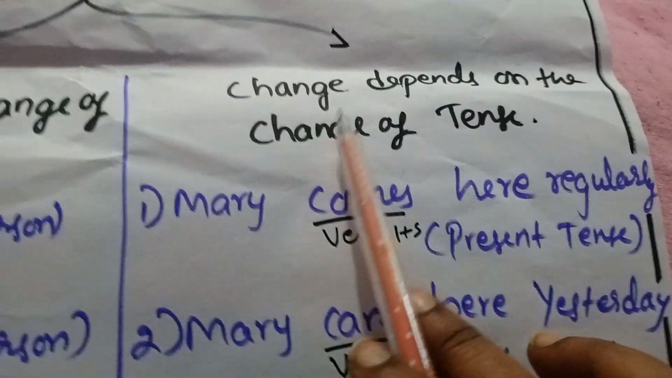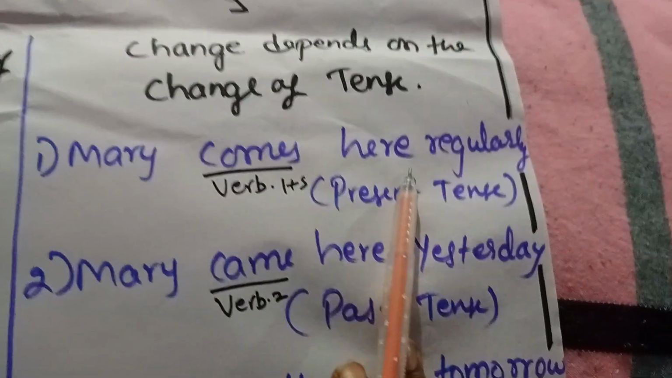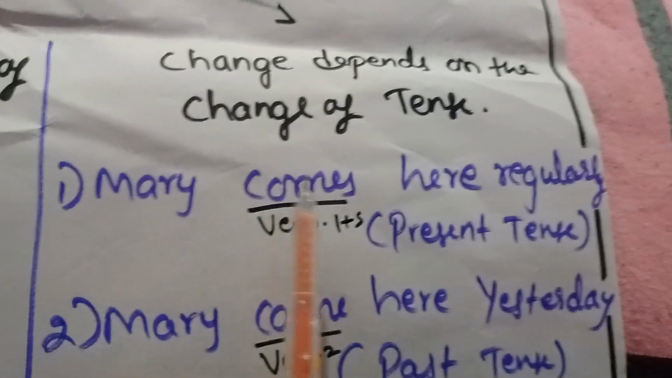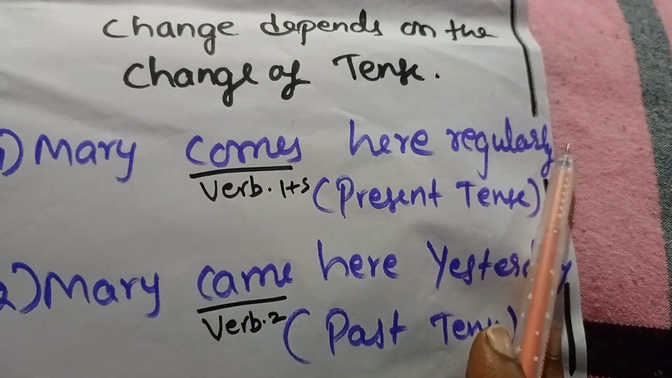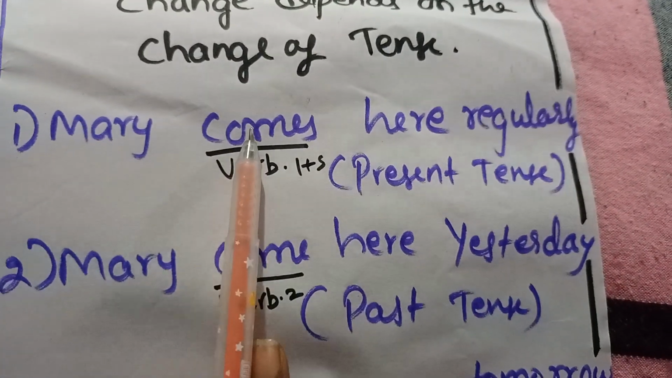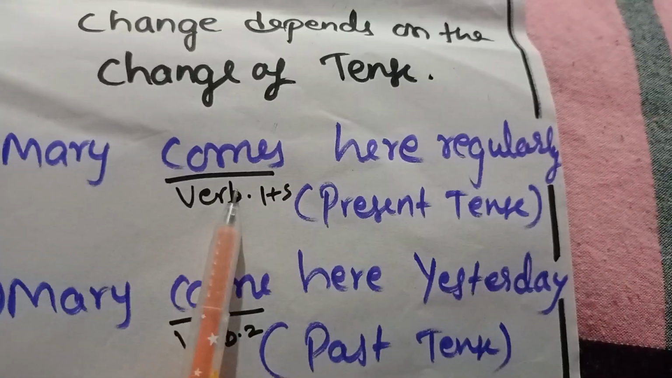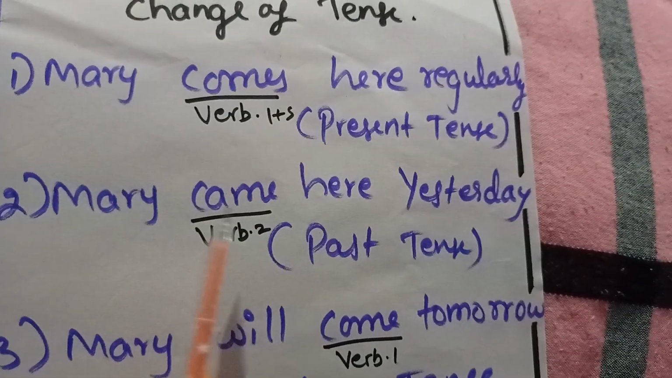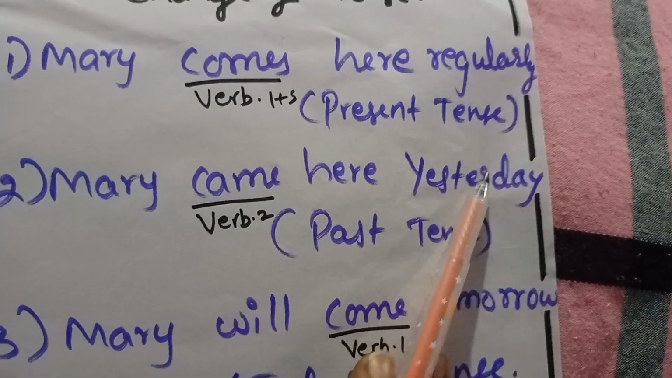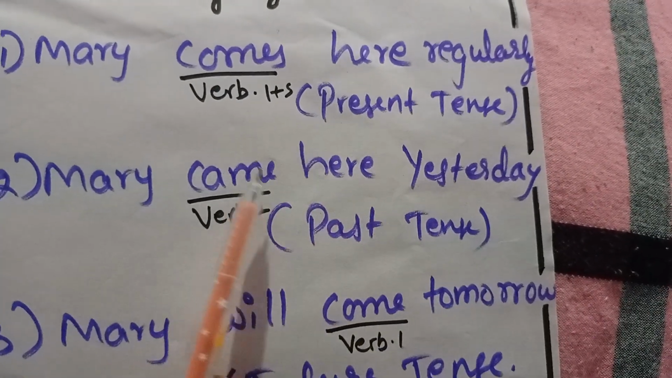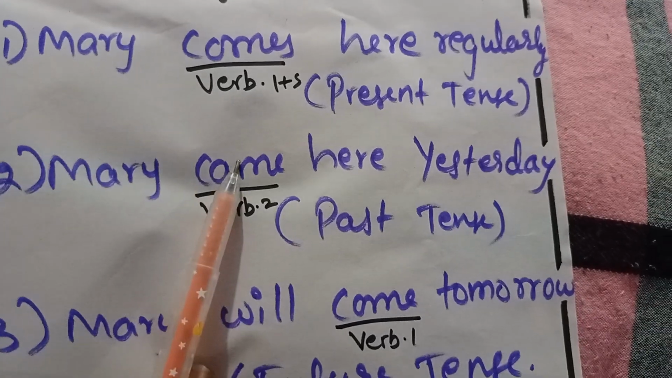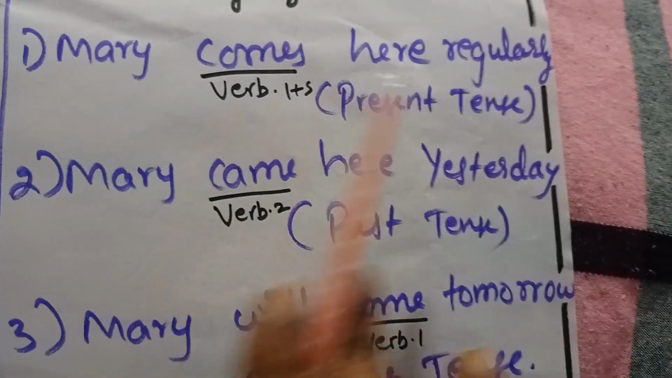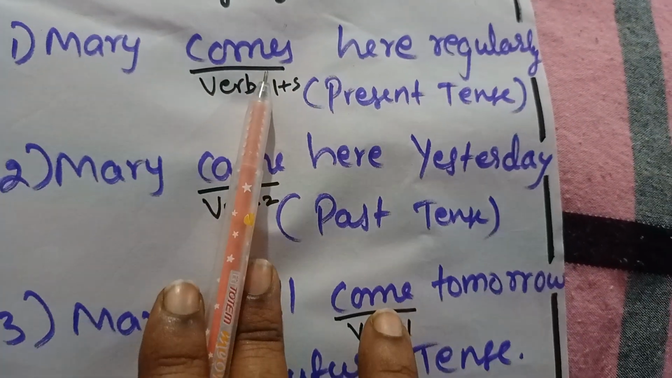Here verb changes based on the tense. Tense means present tense, past tense, future tense, like that. Mary comes here regularly. Here comes is the verb. So verb 1 plus s, present tense. Mary came here yesterday. This is in past tense. So this is verb 2. In past tense we have to use verb 2. In present tense we have to use verb 1.